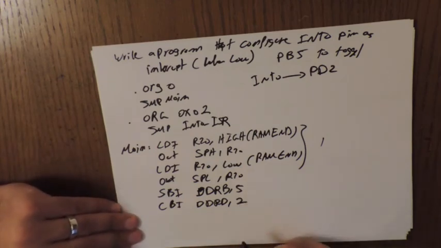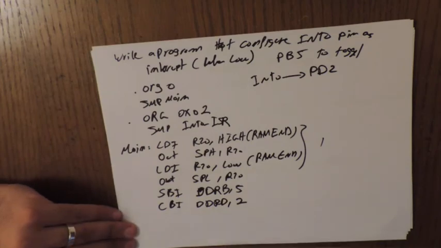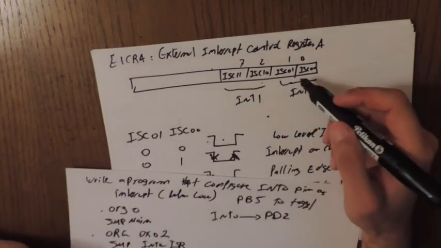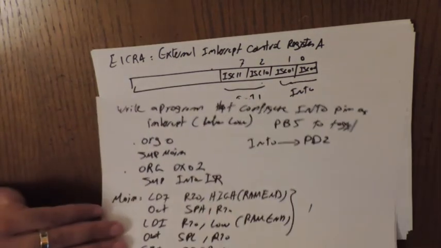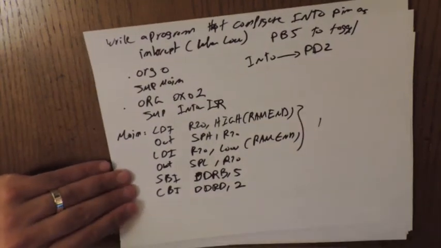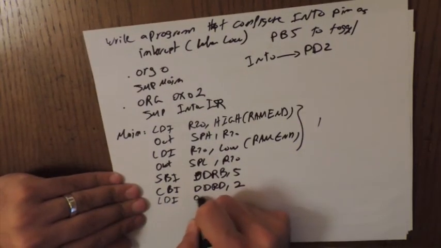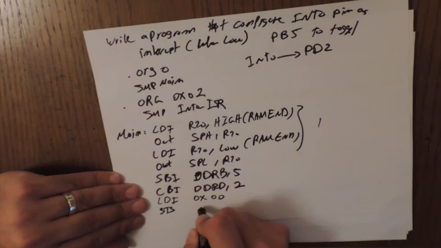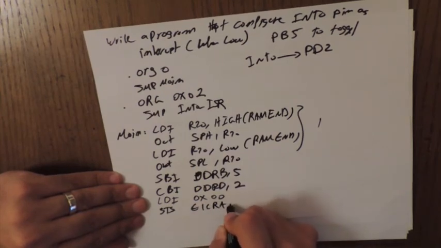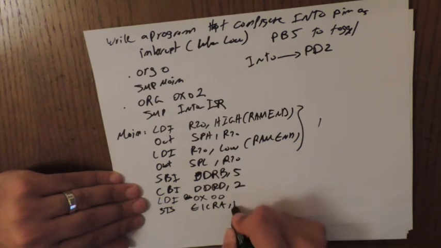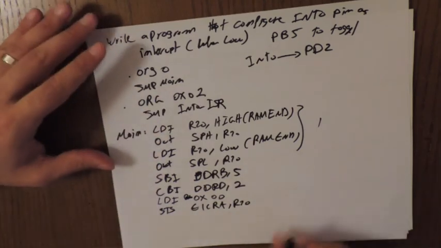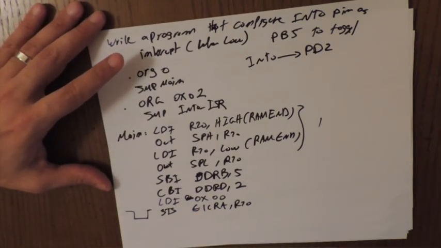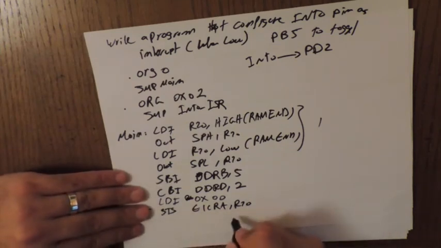In this case, I also need to set up for low level. Since it's a switch, I'm going to use the low level. So I need to place 0,0 on the external interrupt control register. So LDI R20, 0x00, and then I go STS external interrupt control register A, R20. Here I said I want the low level, and of course I need to set up INT0.